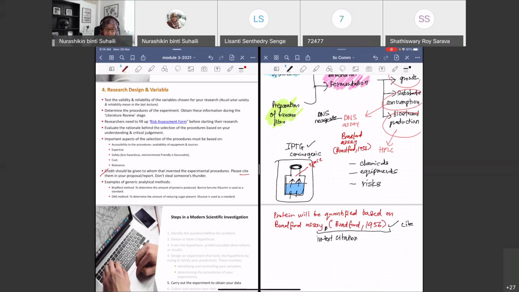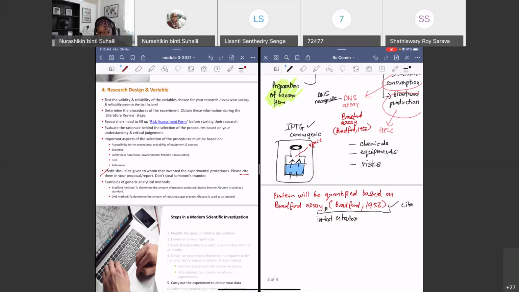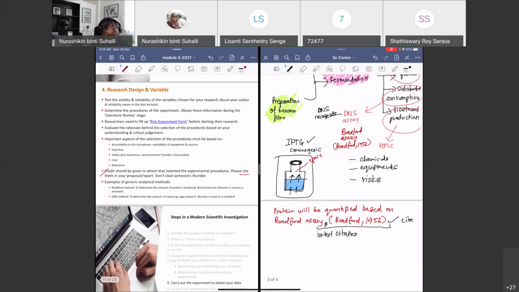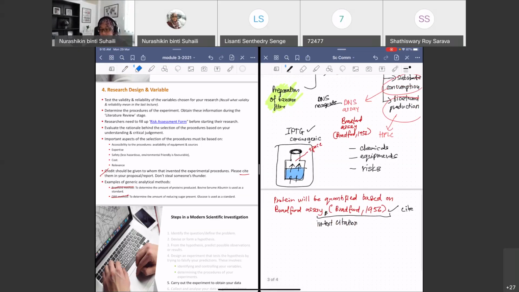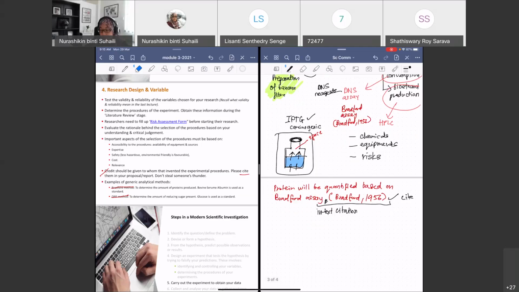Okay, some of them, this one is not generic. Some of the methods are quite, this is not generic. I will correct it. So some of the methods are quite generic. What is meant by generic method is something to do with, okay, let's say you autoclave the media.